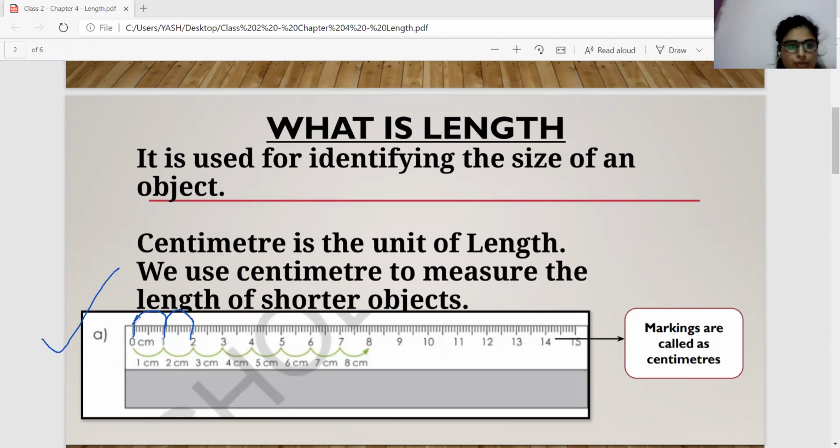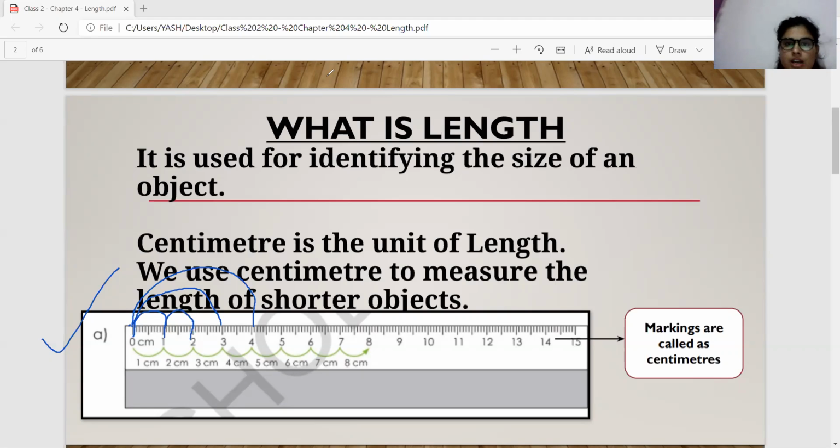If we go from 0 to 1, it's called 1 centimeter. If we go from 0 to 2, it's called 2 centimeter. And if we go from 0 to 3, it's called 3 centimeter. And when we go from 0 to 4, it's called 4 centimeter. Why? Because 0 to 1 is 1 centimeter, 1 to 2 is again 1 centimeter, and 1 plus 1 is 2 centimeter.